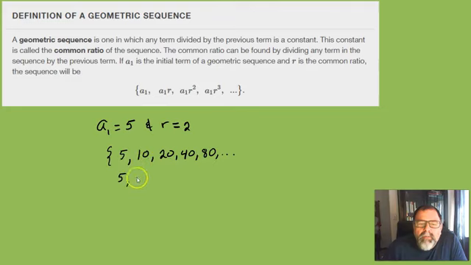So basically, if I write it as we have up here, 5, 5 times 2, 5 times 2 squared, 5 times 2 cubed, 5 times 2 to the 4th. Okay, so those are the same sequences.